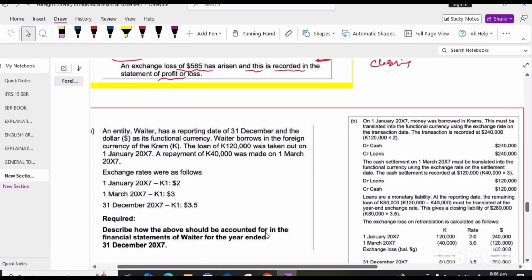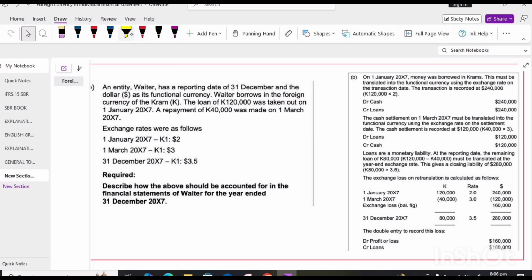Now let's move on. Another example we have here. An entity, and we need to describe how the above transaction should be accounted for in the financial statements of Waiter for the year ended 31st December 2007. Clear? So here the entity Waiter has a reporting date of 31st December, and dollar is its functional currency. Now they have borrowed in a foreign currency, that is K. The loan of 120K was taken out on 1st January 2007, and a repayment was made on 1st March 2007.